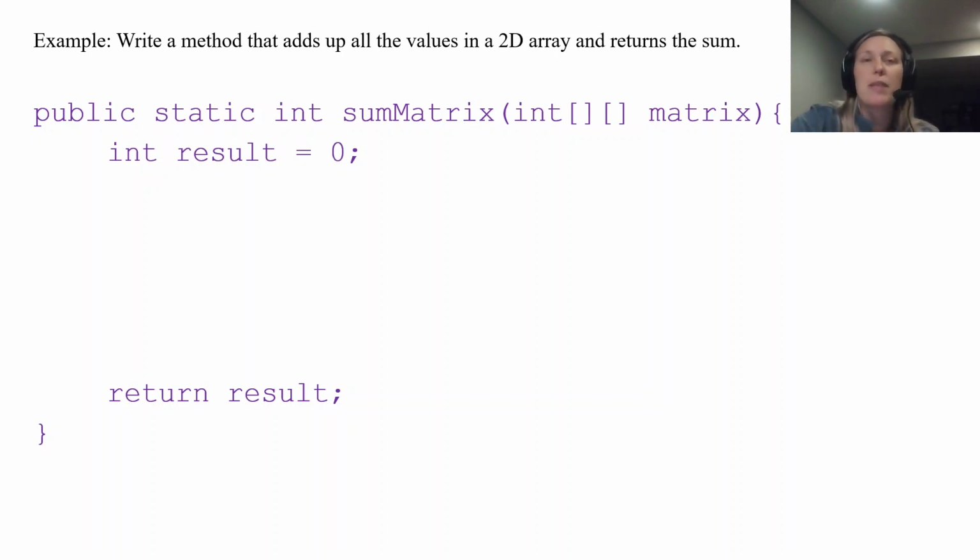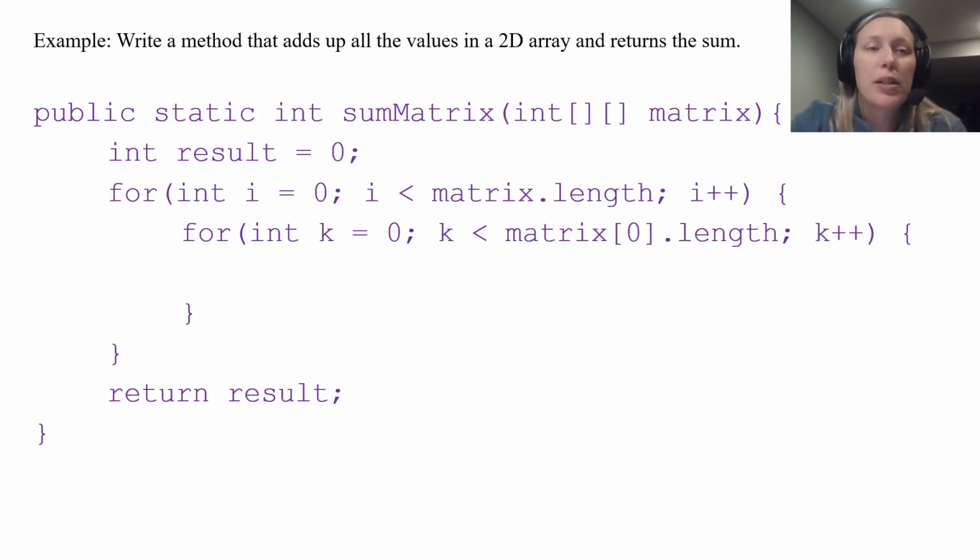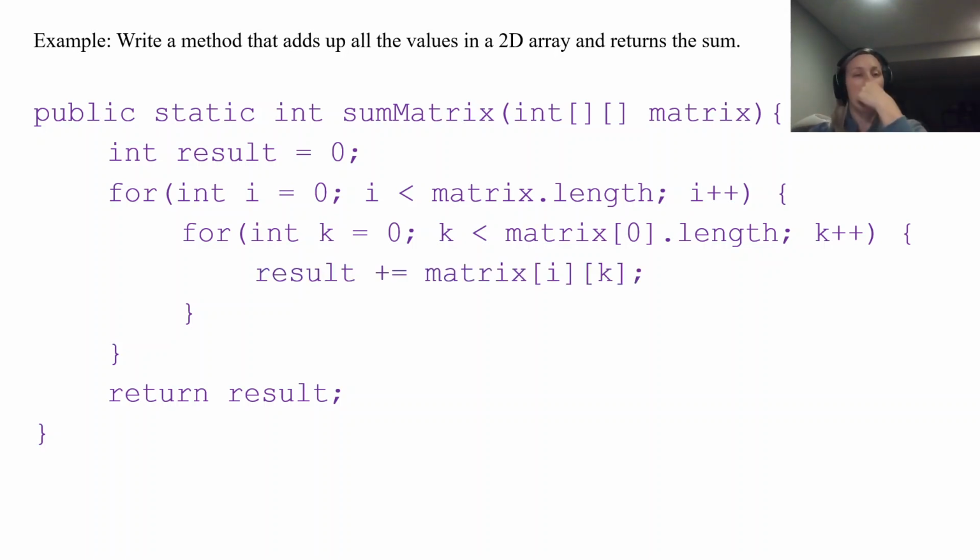Pause if I'm going too fast, by the way, and you need to write down code. So again, it didn't matter what order I did it in. So here's my row major headers. Outside loop is the rows, inside loop is the columns. And then each time I go through, I take the element that I'm currently at and I just add it to result. Okay. And then at the end, I return result.